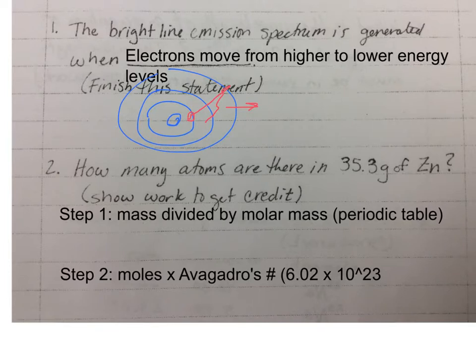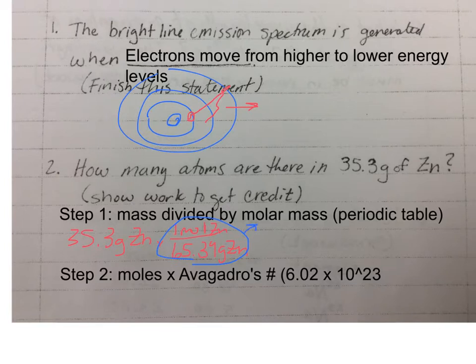Okay, so the next problem asks us, how many atoms are there in 35.3 grams of zinc? So the first thing he says is to divide the mass by the molar mass. They give us that we have 35.3 grams of zinc. And so we're going to say we take 1 mole of zinc, and we're going to divide by 65.39 grams of zinc. All right, this right here, that's your molar mass, okay?